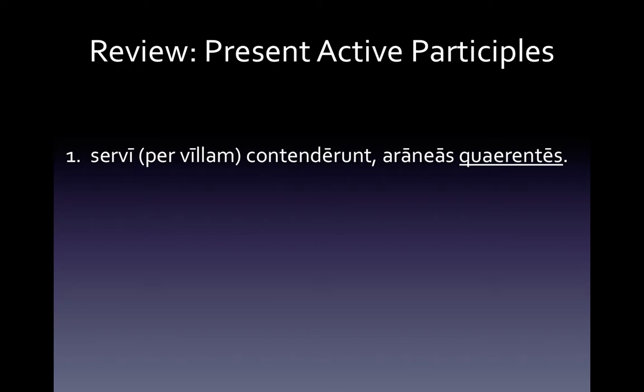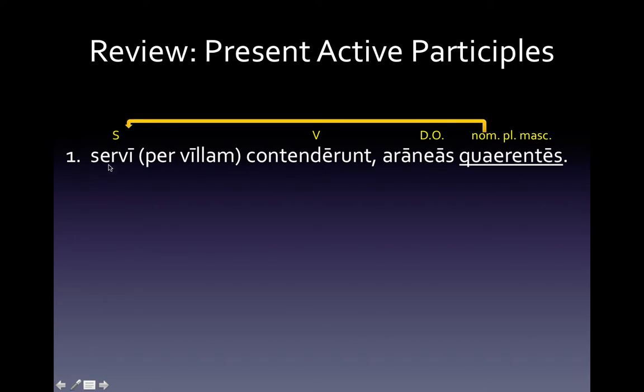All right, so our first sentence here, servi per villam contenderunt areneas quaerentes. Servi is our subject. Per villam I have in brackets because it's a prep phrase. Contenderunt is our verb. Areneas is accusative, therefore it's our direct object. Quaerentes can be four different things, but here we know that it is nominative, plural, and masculine because servi is the only one in the sentence that matches it. So servi is nominative, plural, masculine, therefore quaerentes is nominative, plural, masculine. There's nothing else in the sentence that matches it and makes sense.